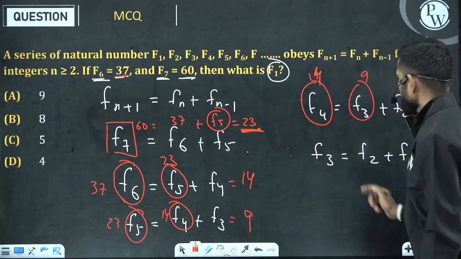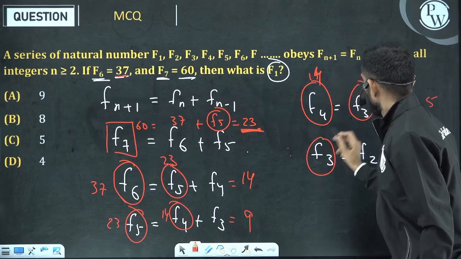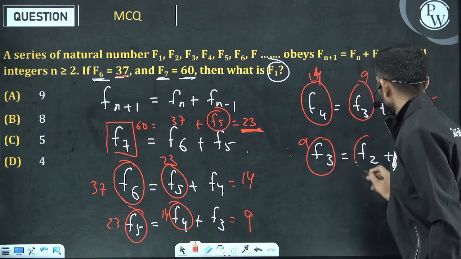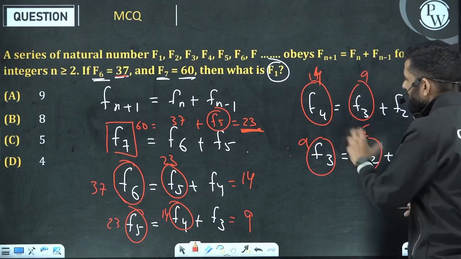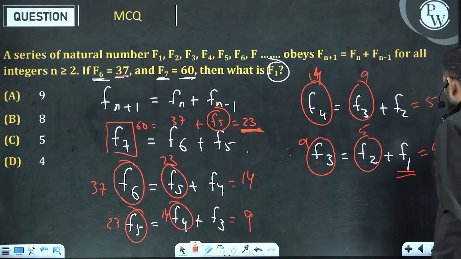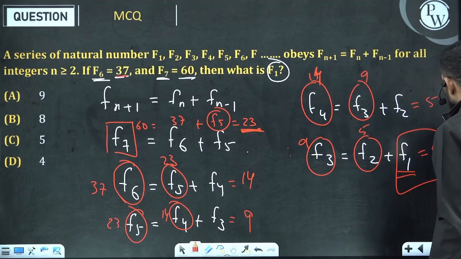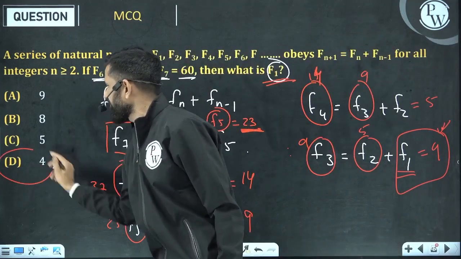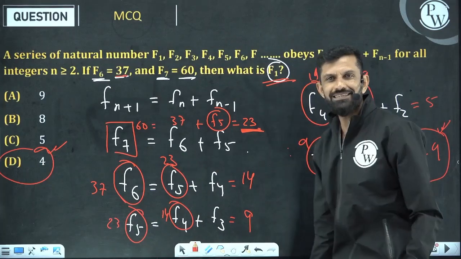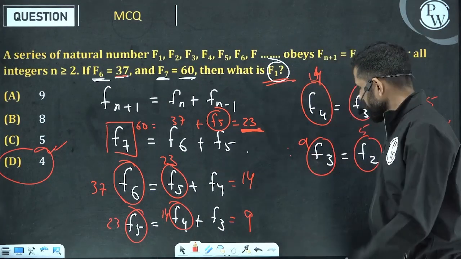If we come here, the f3 value we have is 9 and the f2 value we got is 5. So to find this f1 value, 9 minus 5 will be definitely equal to 4. This is what they are asking about, the f1 value. So this is 4, which is given in option D. As simple as that. Let us move to the next question.